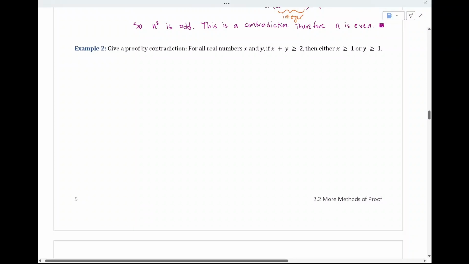Give a proof by contradiction for all real numbers x and y. If x plus y is greater than or equal to 2, then either x is greater than or equal to 1 or y is greater than or equal to 1. So I'm going to assume that this is true. Assume that this is true, and I'm going to assume that this is false.